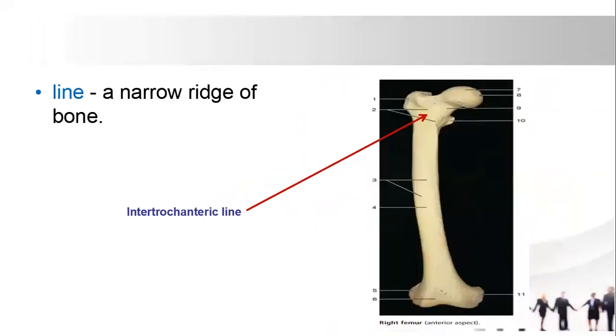We have a line. A line is a narrow ridge of bone, and it's found especially on the bones of the femur. And this is the intertrochanteric line. Right here, we have the intertrochanteric line connecting the greater and the lesser trochanter.